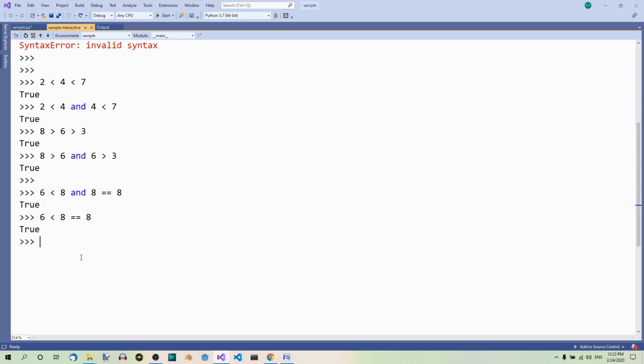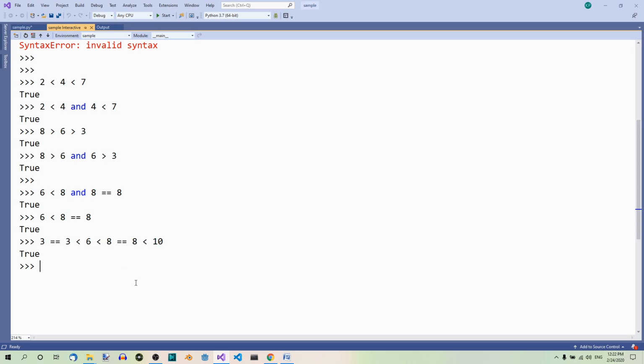And now here's a more complex example. This could be rewritten as 3 equals 3 and 3 is less than 6 and 6 is less than 8 and 8 is equal to 8 and 8 is less than 10. This is true. But we can also use other combinations which are totally not considered correct in math.